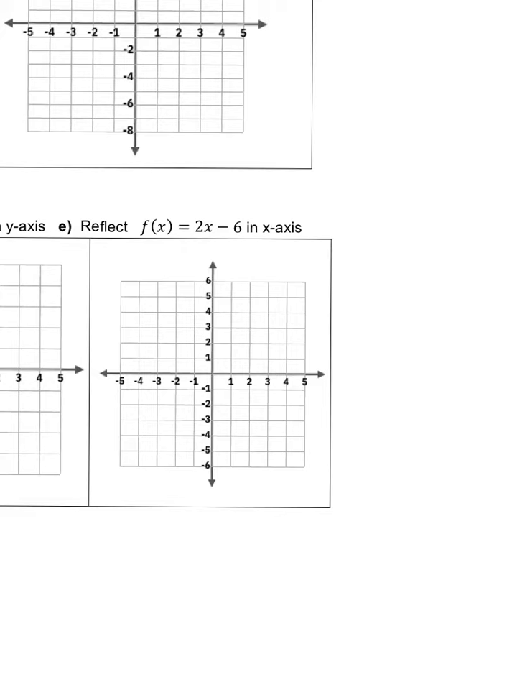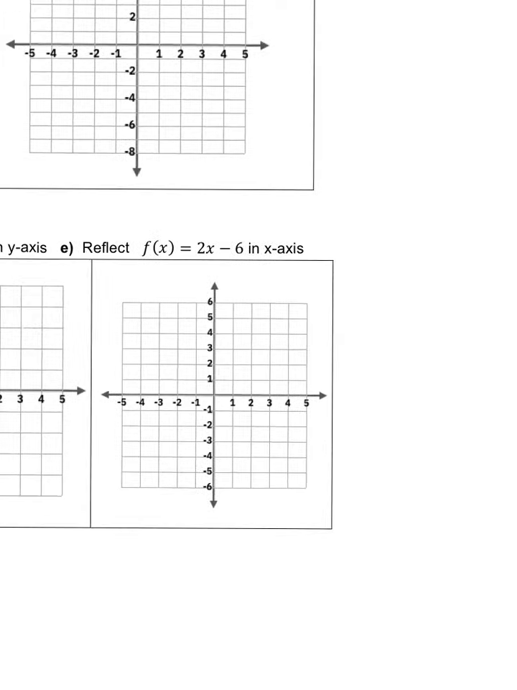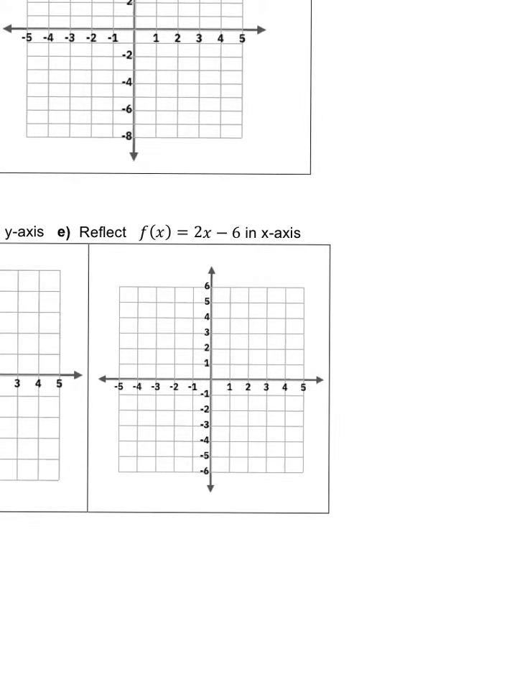In this example, we want to reflect the function f of x equals 2x minus 6 across the x-axis. You could begin by first graphing the function f of x. So let's take the function f of x in blue. The function f of x is equal to 2x minus 6. And you might recognize this as the general form of the line y equals mx plus b.